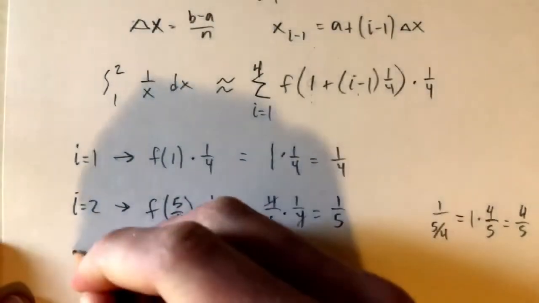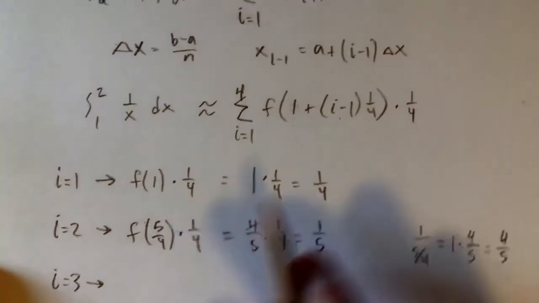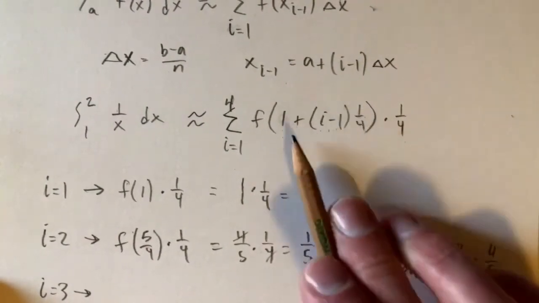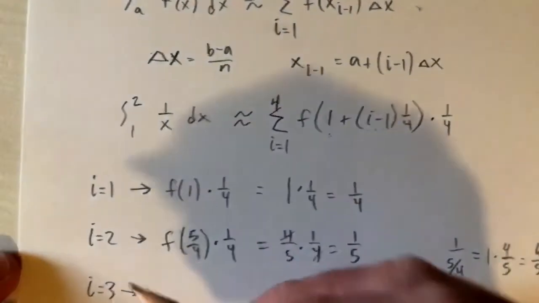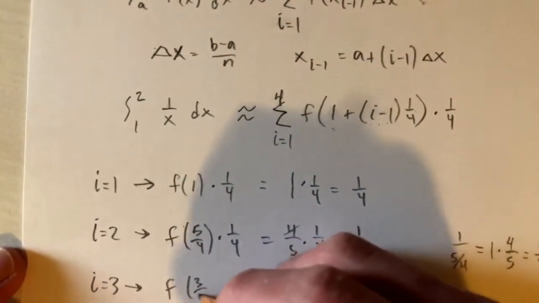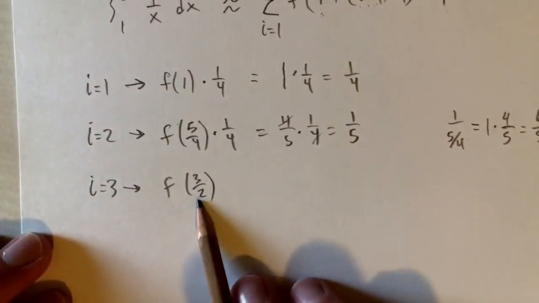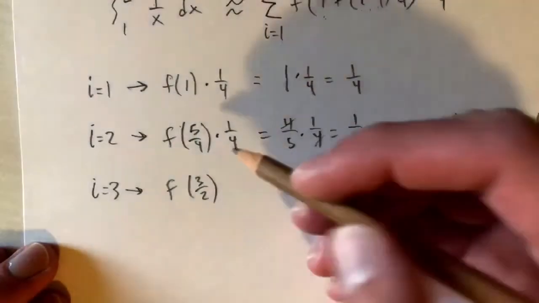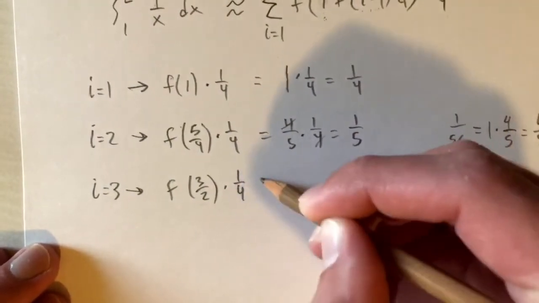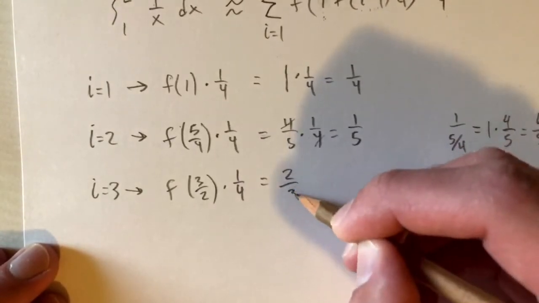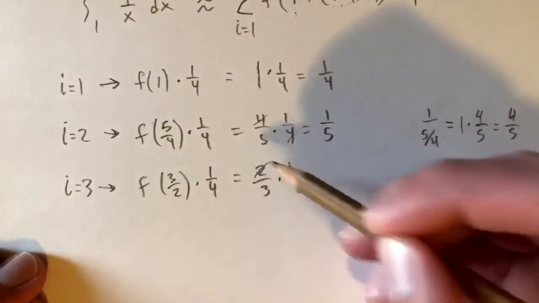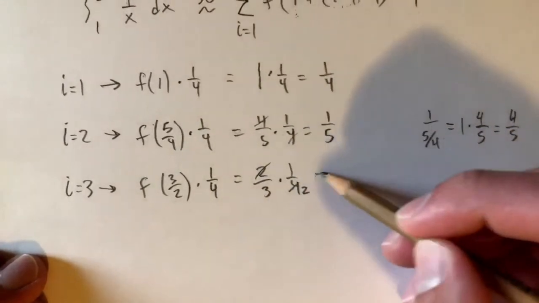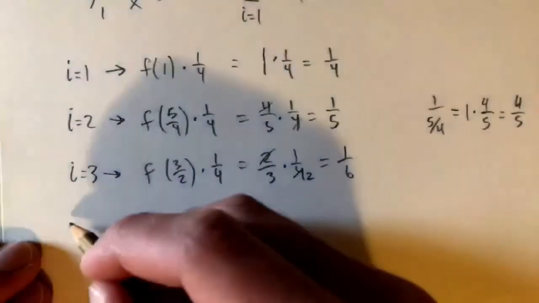Now we do i equals 3, which gives us 3 minus 1 is 2. 2 times 1/4 is 1/2. 1/2 plus 1 is 3/2. So we have f of 3/2, which means plugging 3/2 into 1 over x. 1 over 3/2 is the same as 2/3. Then we multiply that by 1/4, so 2/3 times 1/4. The 2 cancels with one of the 2's in the 4, and we get 1 over 3 times 2, which is 6. So 1 over 6.